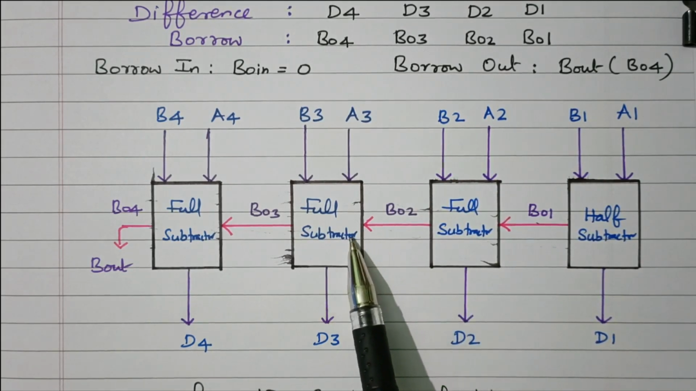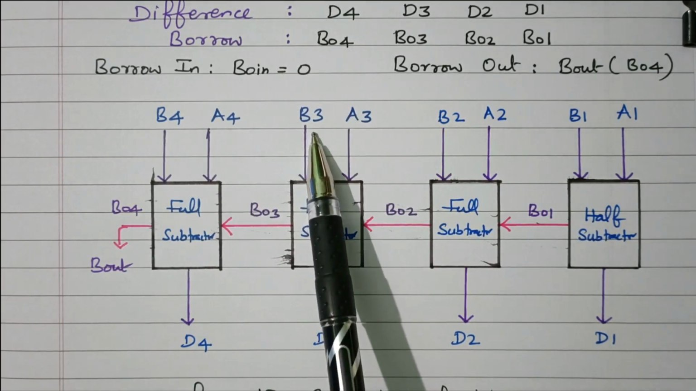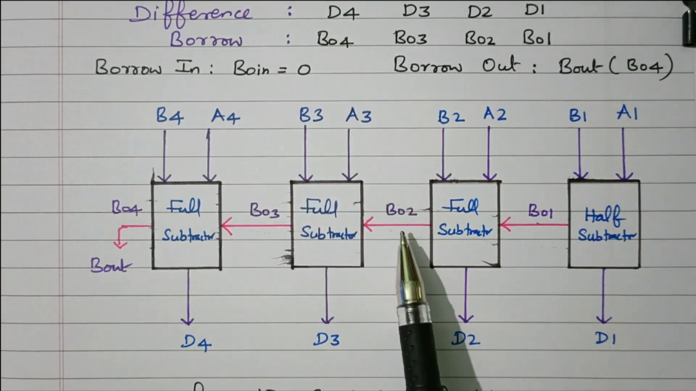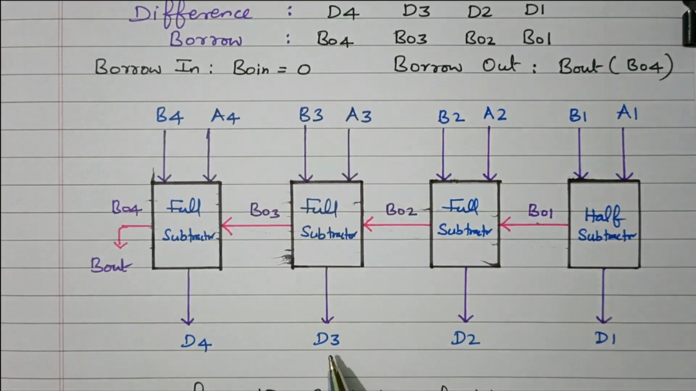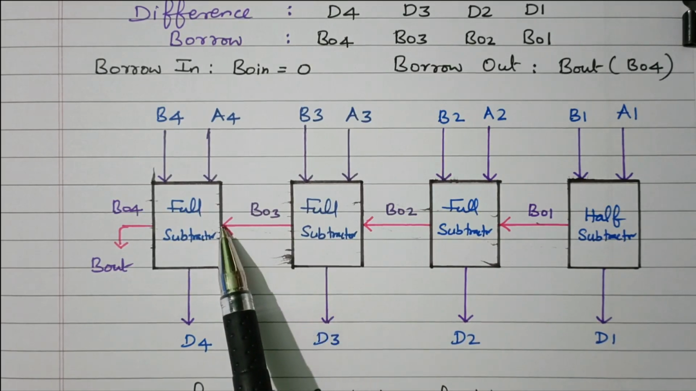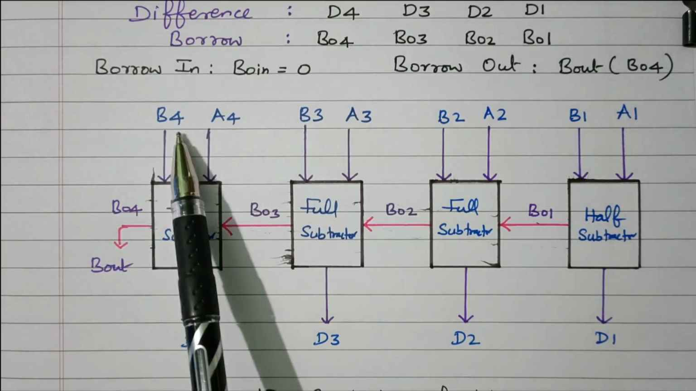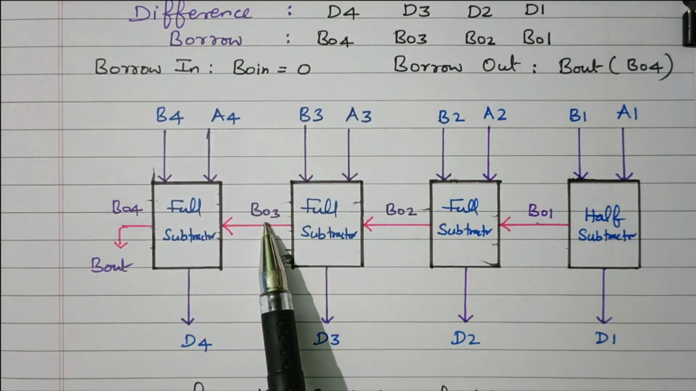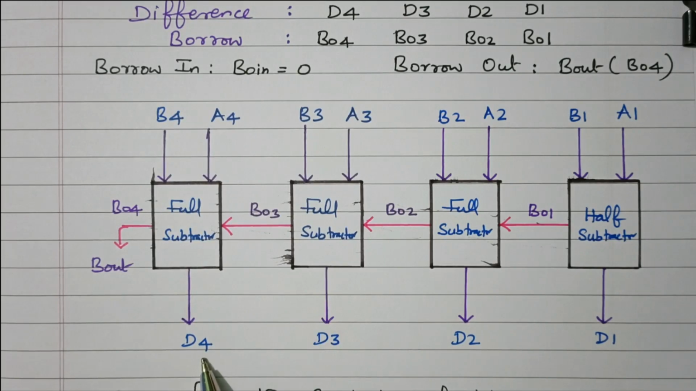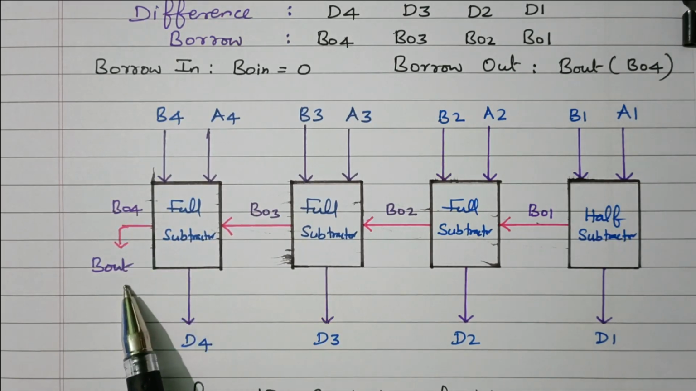That is given to the third stage full subtractor. This subtractor will perform the subtraction between A3, B3 and BO2 and generate the difference D3. It also generates the borrow BO3, which is given to the fourth stage full subtractor. So it will perform the subtraction of A4, B4 and BO3, and produce the difference D4. The borrow also produced is BO4, that is the borrow out, which can be given to the next stage.